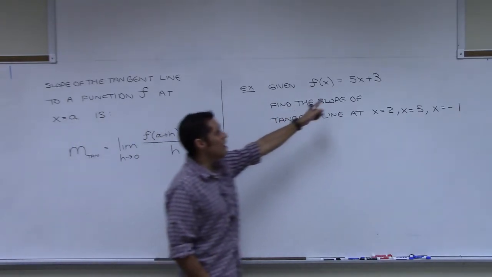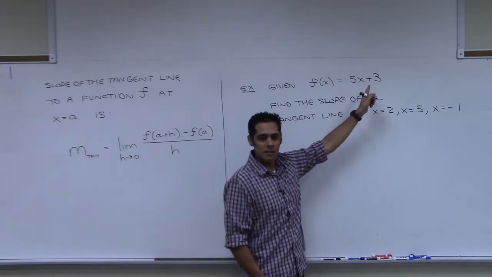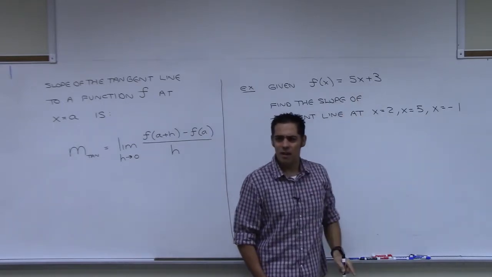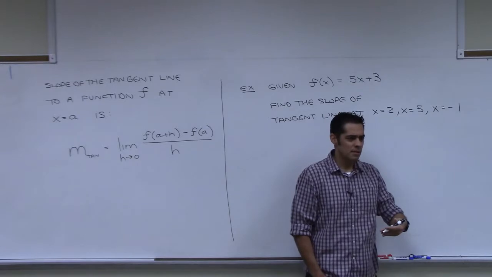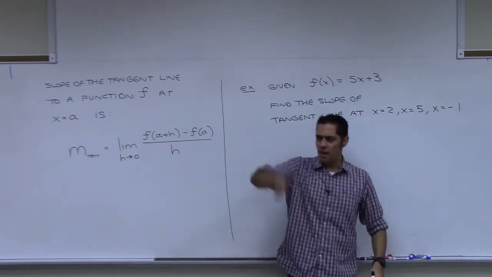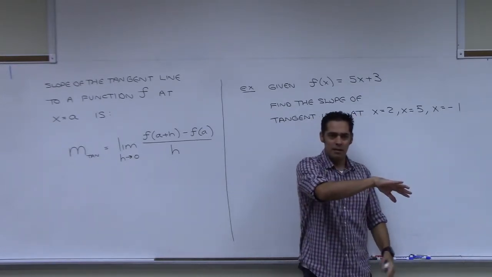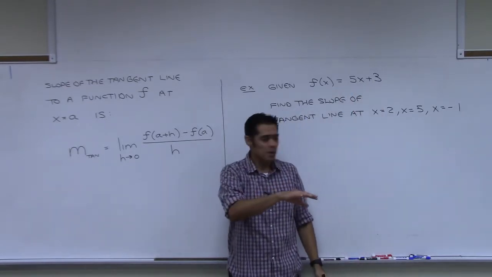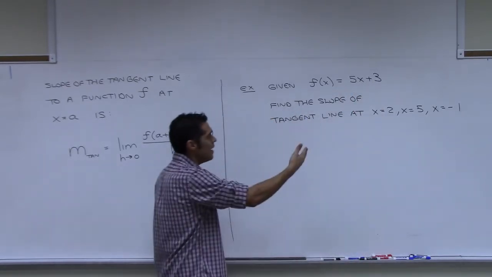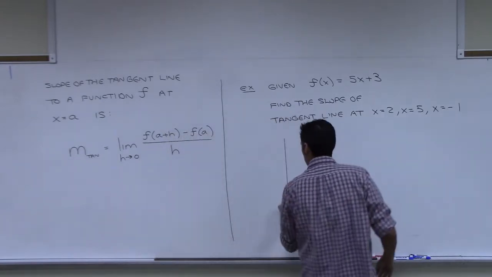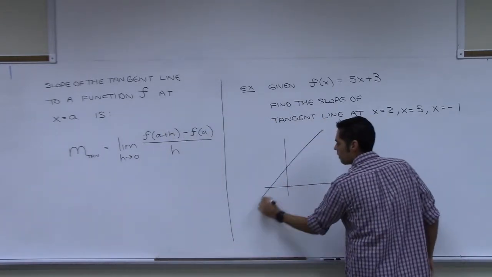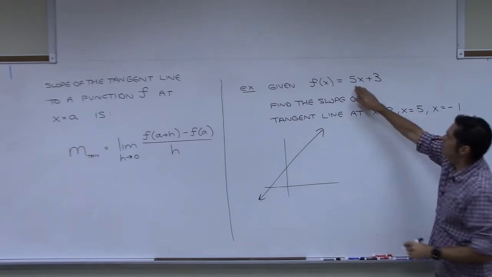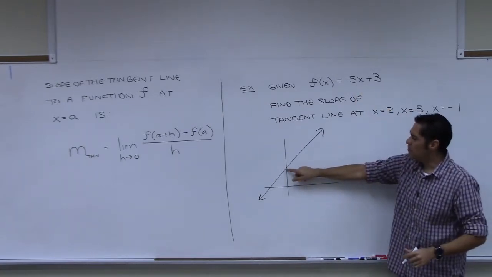It's going to be a straight line. Well, this is a straight line, right? So shouldn't the tangent line be the same for all of these? Because it's not curving around, right? The original function is not curving around. Do y'all agree with that? So if I graph that, it's a line. Let me just show you. It would be a line like this. It would have a positive slope of 5, and a y-intercept of 3.